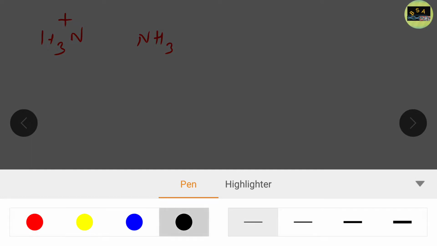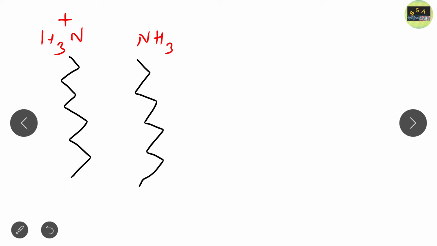Suppose this is the amino terminal and this is also the amino terminal. Clear? So if both the chains start with the same terminus, that is the amino terminus, then it will be a parallel beta sheet. Okay, so this is a diagram of a parallel beta sheet.